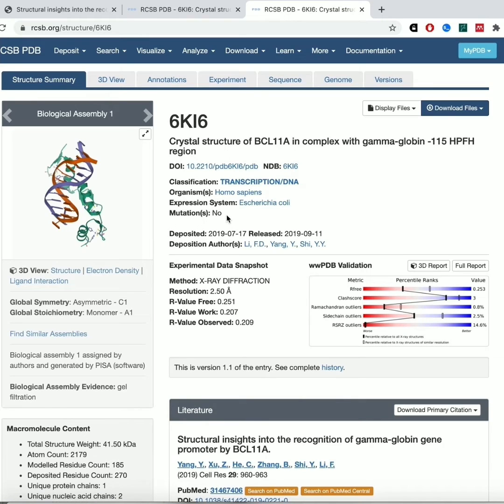Mutations, no. This means they didn't introduce any mutations into the protein in order to get it to crystallize, other than truncating the region.